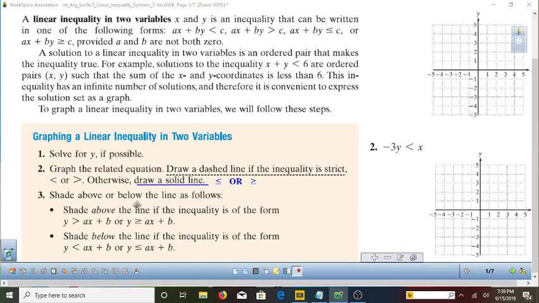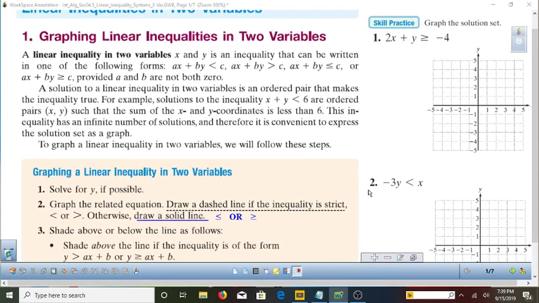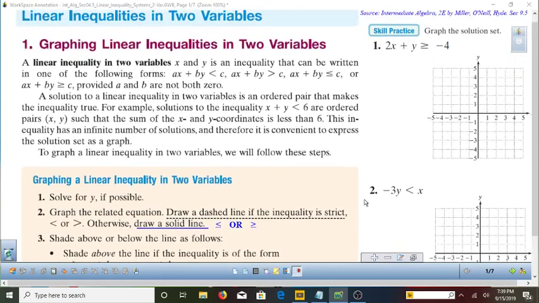Once we've determined what the line looks like and we've drawn it, now we have to decide where we're going to shade. If y is greater than the expression, then you shade above the line, because the solutions are for y values in the region above that line. If y is less than the expression, then we shade below. If there's no y in the inequality, then you shade either to the left for x less than the value or to the right for x greater than the value. Otherwise, we focus on above and below.